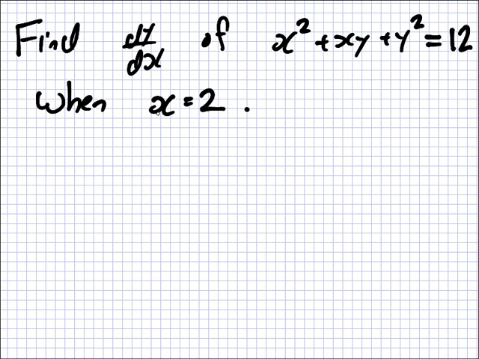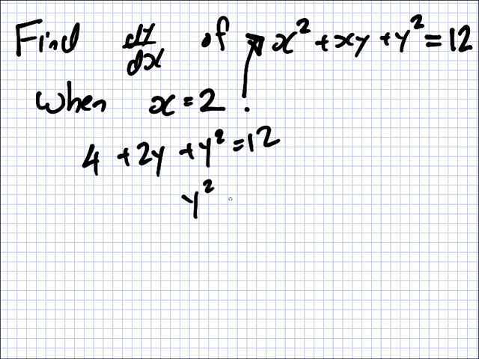Guys, we're going to have a look now anyways, okay? Substitute 2. So the first thing we need to do is figure out what the y is. And we can do that by subbing the x into this. So if I sub x in, I'll get 4 plus 2y plus y squared equals 12. So I'll get y squared plus 2y minus 8 equals 0. So I'll get y minus 2.